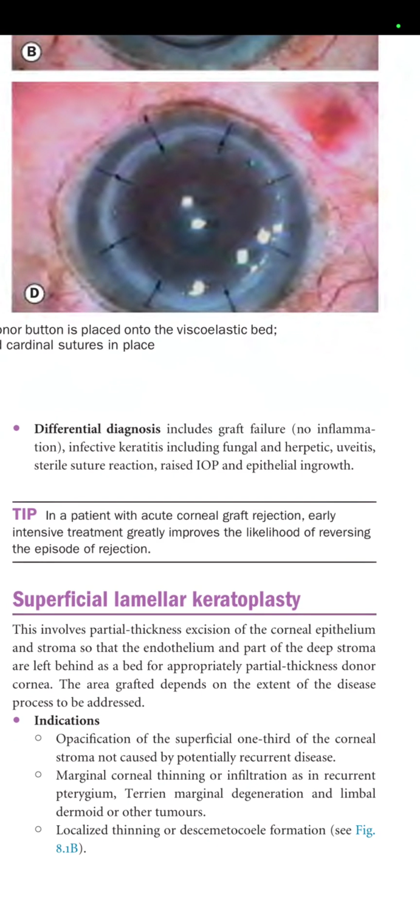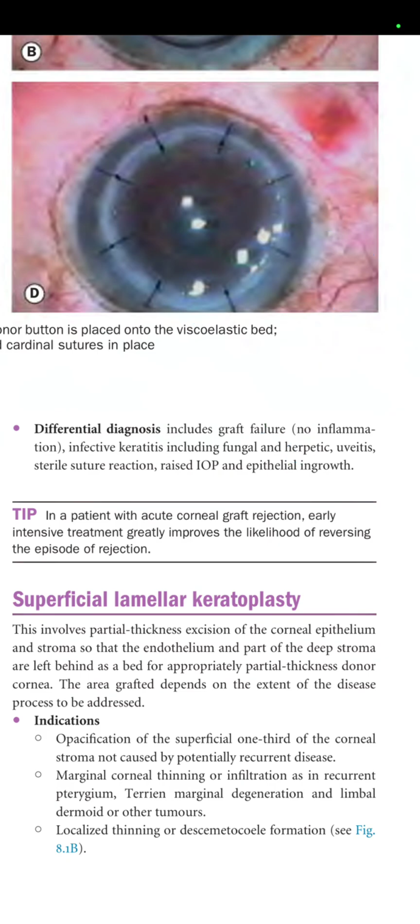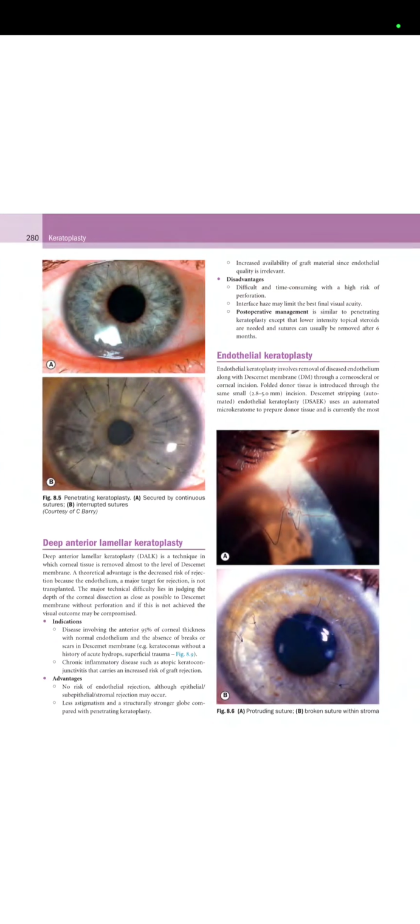Indications include opacification of the superficial one third of the corneal stroma not caused by potentially recurrent disease, marginal corneal thinning or infiltration as in recurrent pterygium, Terrien marginal degeneration, and limbal dermoid or other tumors, and localized thinning or descemetocele formation. So it can be used if there is some kind of marginal thinning, when the superficial one third of the cornea is involved in the disease, and when there is a descemetocele formation.